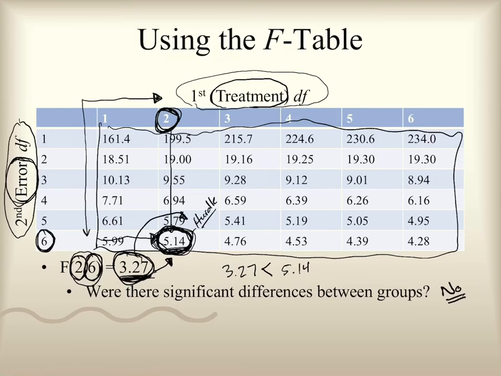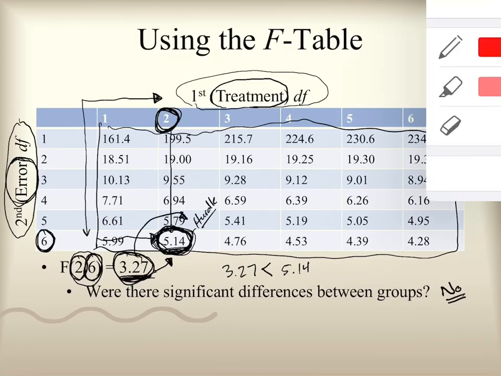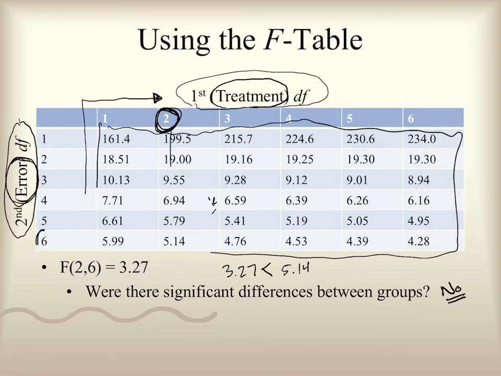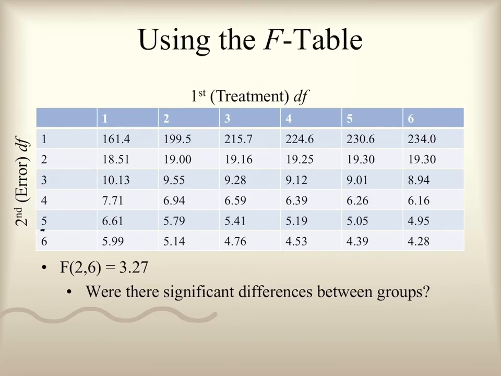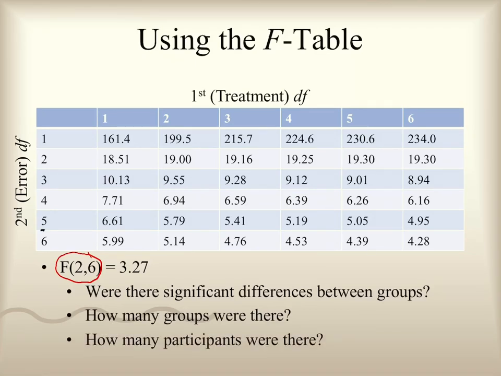Okay, the next thing I want to ask you is, just looking at this F value down here, how many groups were there in this study? And actually, I'll ask you another question. How many participants were there? Pause the video and jot down below how many groups you think there were and how many participants you think there were.